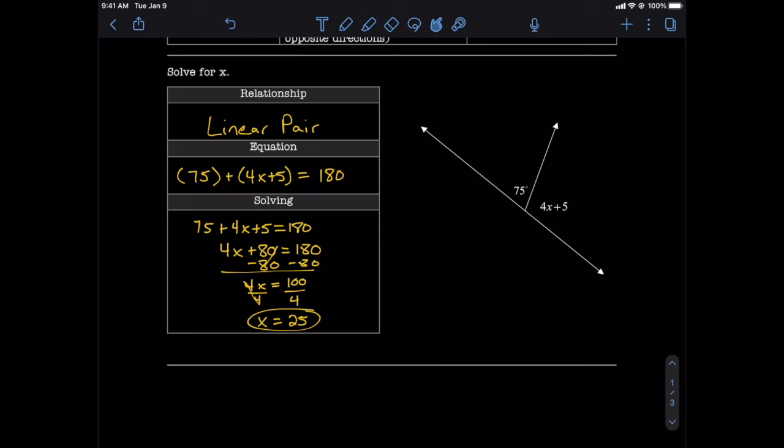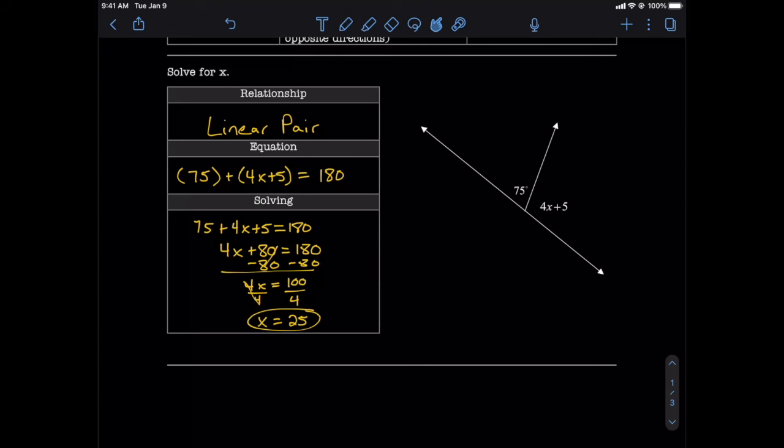I also feel like I should emphasize the fact that x is not the measure of the angle. X is x. If you're trying to figure out how big that angle is, then you need to take your x and plug it back into the 4x plus 5. That's not our goal here, though, so for now, let's just be satisfied that we could even find x.